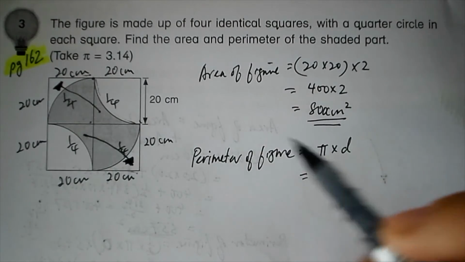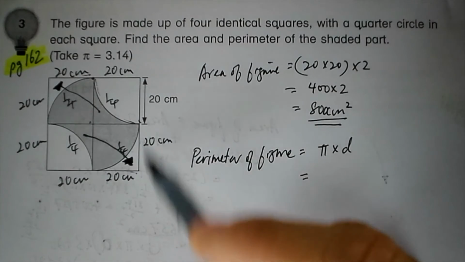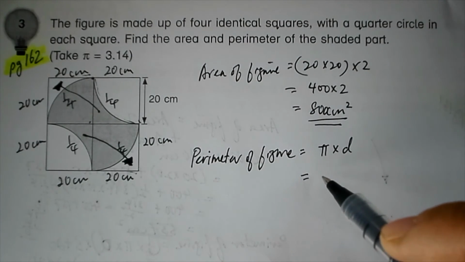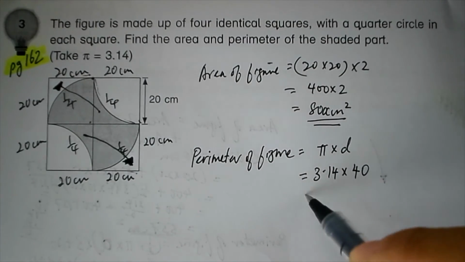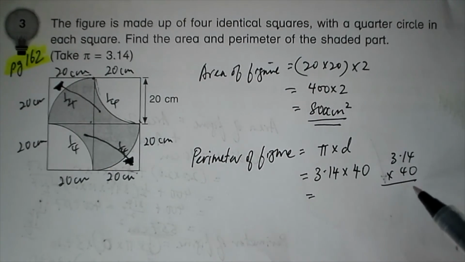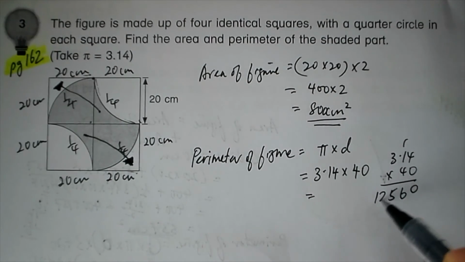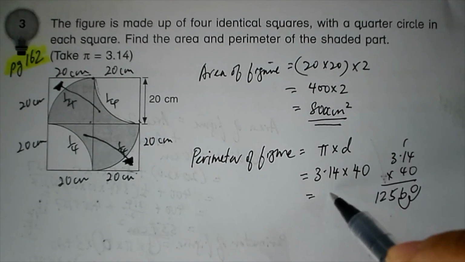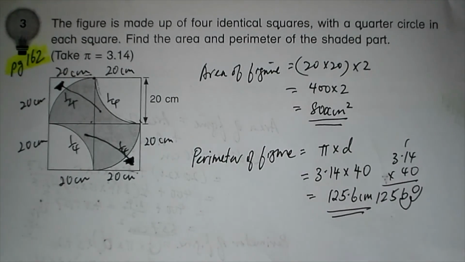And what is the diameter? Given that the radius is 20 cm, the diameter is double the radius, which is 40 cm. And pi in this case is 3.14 times 40. Hence, if you do the working, we have 2 decimal places. The answer is 125.6 cm. And hence, we have solved the answer for question 3 on page 161.